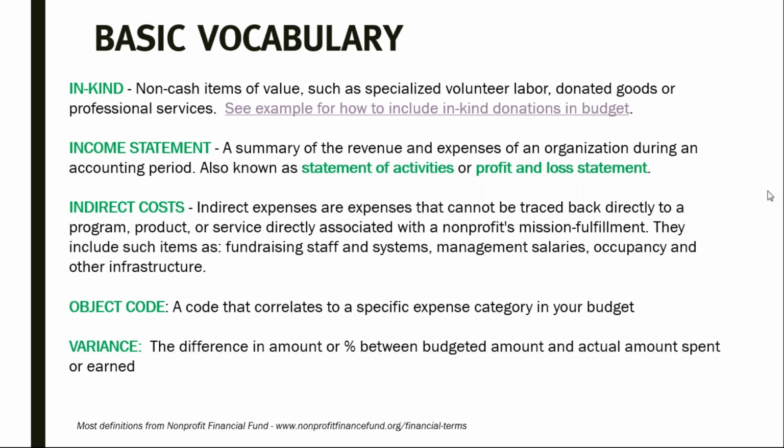So moving on to the income statement, as I mentioned just before, this is a summary of revenue and expenses during a particular accounting period. So this is going to be kind of like the high-level picture of flow of money in and out in a particular accounting period, and also may reference surplus or deficit that's getting brought over from previous accounting periods. Also, this can be known as a statement of activities or profit and loss statement.